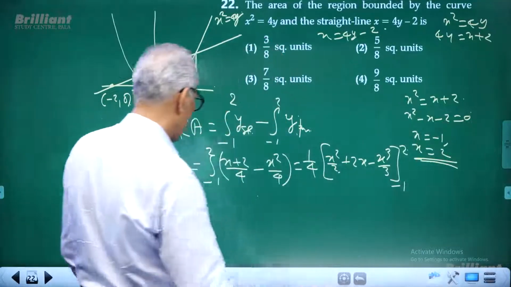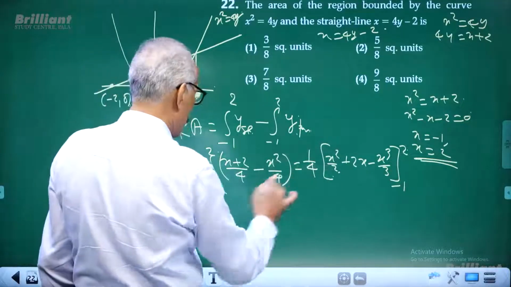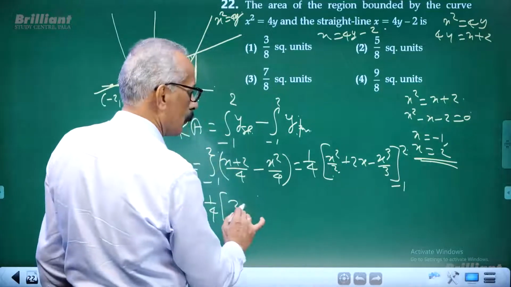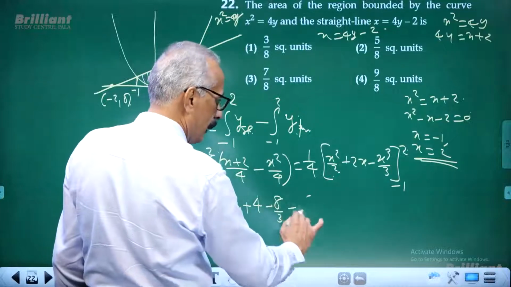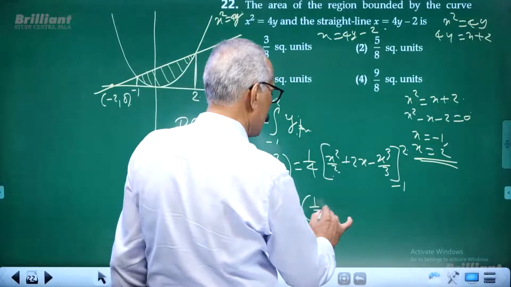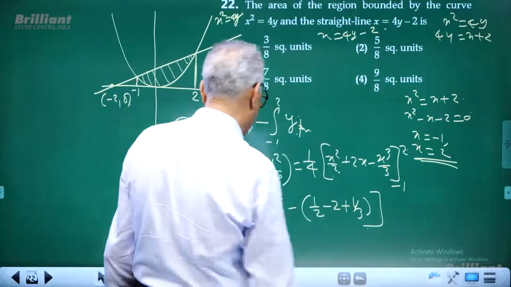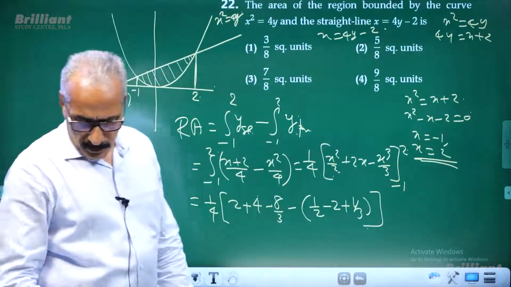That's all. Substitute now. 1 by 4 into 2 square by 2, that is 4 by 2, 2. Plus 2 into 2, 4. Minus 8 by 3. Okay. Minus. We substitute minus 1 for the lower limit. That will become 1 by 2 minus 2 plus 1 by 3. That's what you have to calculate. Please calculate. You get the answer.